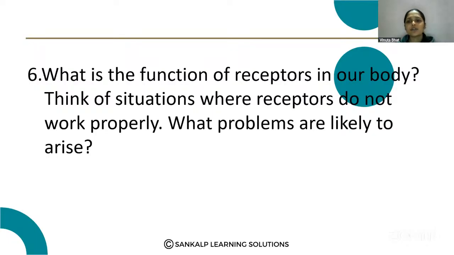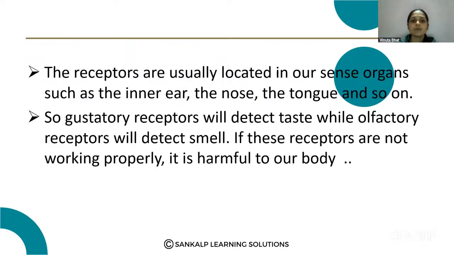What is the function of receptors in our body? Think of the situation where the receptors do not work properly. What problems are likely to arise? Receptors are usually located in our sense organs such as the inner ear, the nose, and the tongue. The gustatory receptors detect taste while the olfactory receptors detect smell. So if these receptors are not working properly, it is harmful to our body. It may cause some effects on our body.